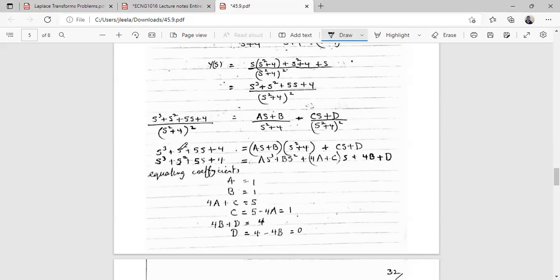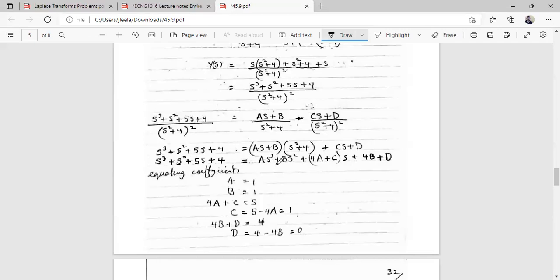And then the next step now is to multiply throughout by (s squared plus 4) squared. So the as plus b will multiply by s squared plus 4, and the cs plus d will cancel, because the (s squared plus 4) squared will cancel with it. So you'll just give back this cs plus d on the right hand side here. On your left hand side, you have s cubed plus s squared plus 5s plus 4, right?